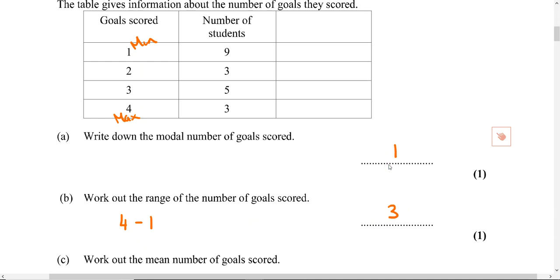Work out the mean number of goals scored again. So we've got 9 lots of 1, 3 lots of 2, and so on. So that's 9, 6, 15, 12. We add them together. What do we get? 42. Can anyone verify that for me?